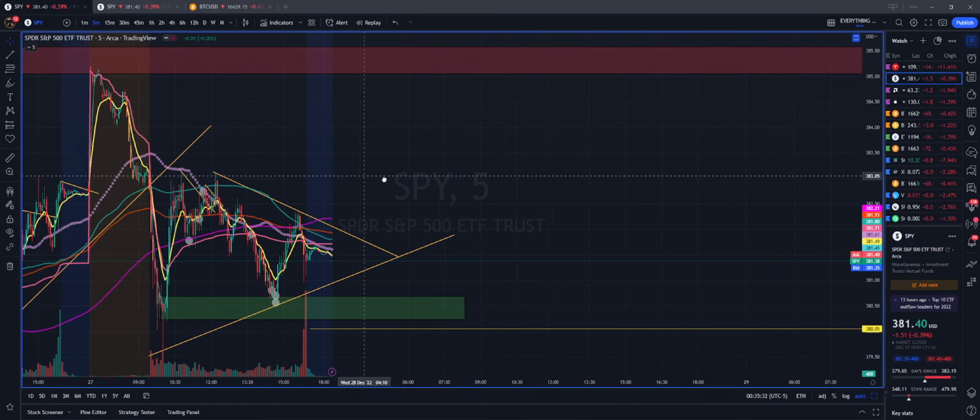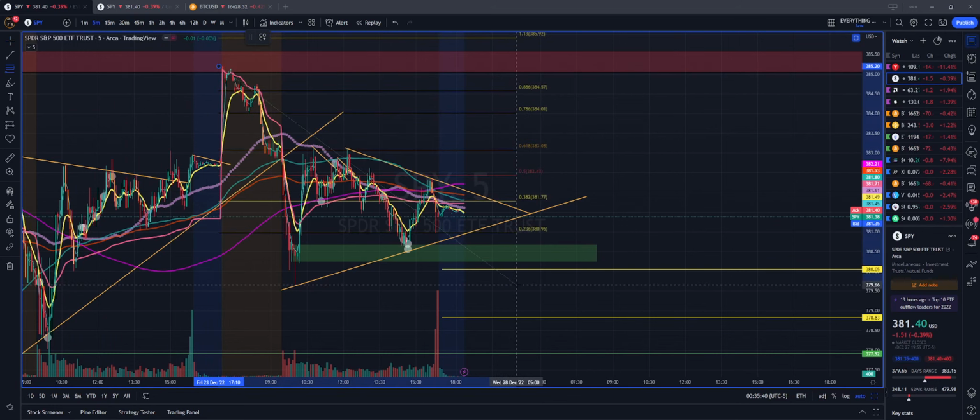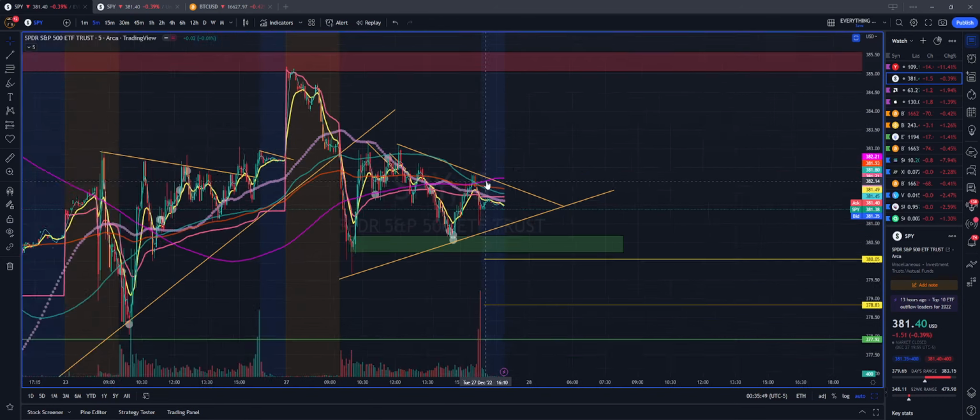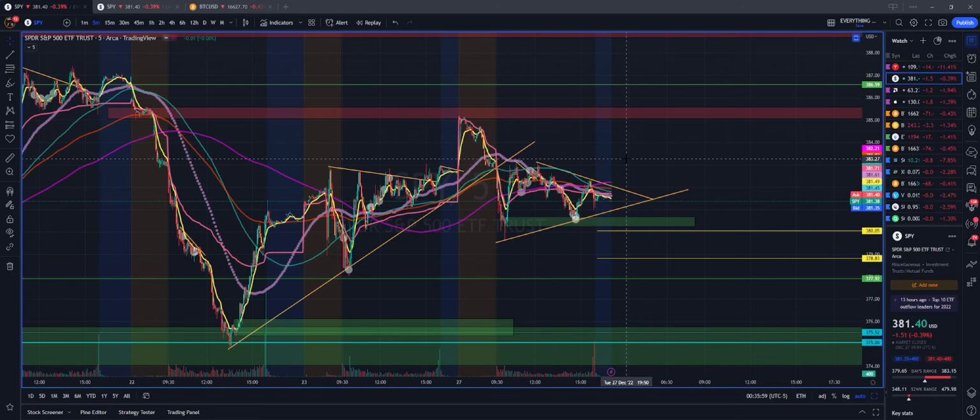If it breaks up, I think it's gonna break down because we got rejected over here twice, right? So this impulse, we got the retracement back to the 618 and it got rejected twice. Remember, rejected twice. So I'm assuming there'll be a higher probability of this going to the downside back to the 0.5 or 618 and then rejecting it back to the upside.